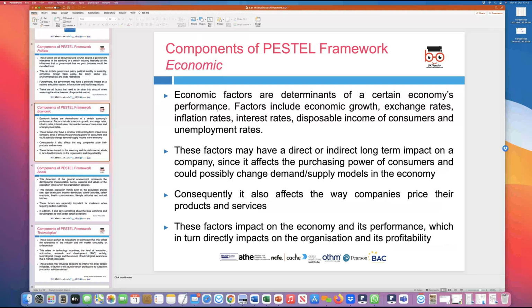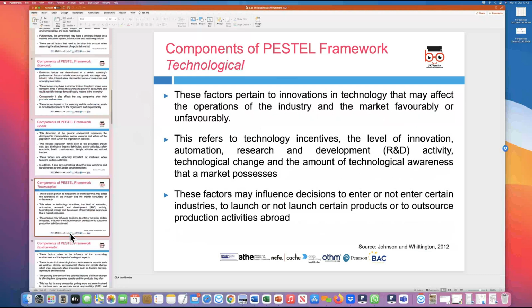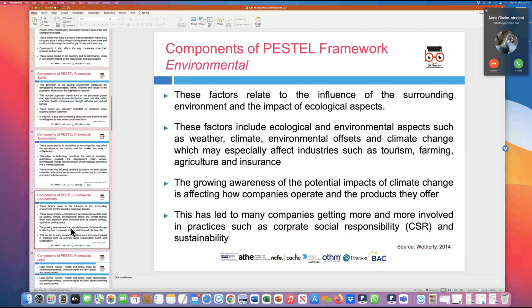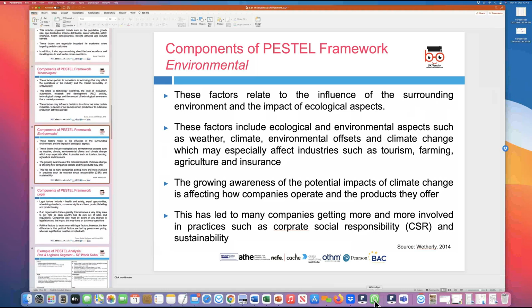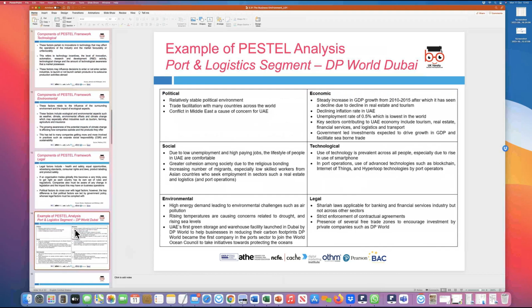Is that okay? And in subsequent slides, I've explained these individual factors like political, economic, social, and technological, and they will help you understand some of these factors, using this framework, and how they can affect the business.